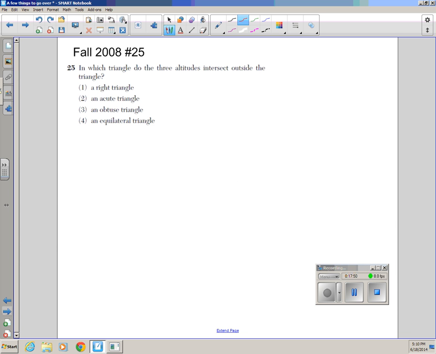All right, well, a couple of Regents questions. This was the fall 2008 sampler number 25. In which triangle do three altitudes intersect outside the triangle? So outside the triangle intersection, that's an obtuse triangle. Okay? And we just saw why. Obtuse triangle, choice 3.